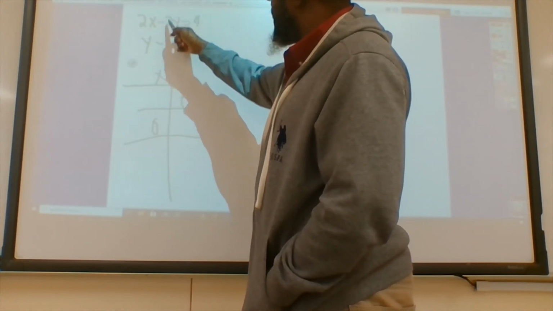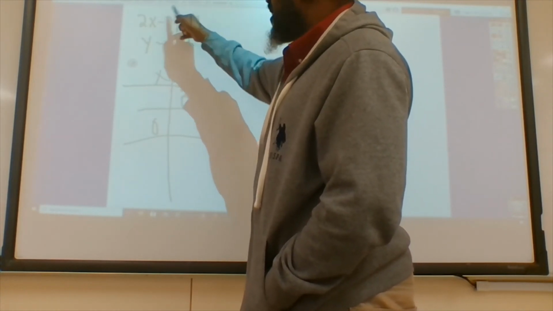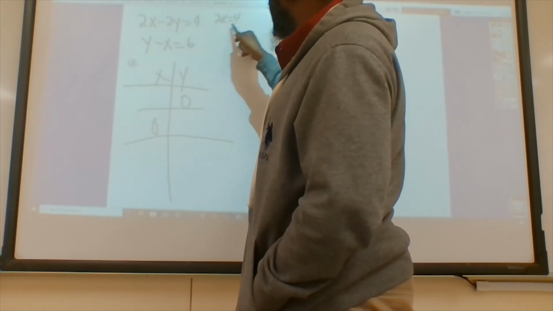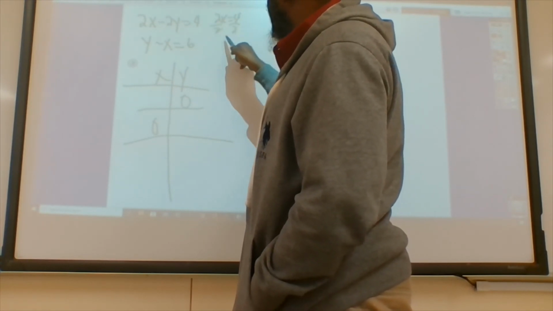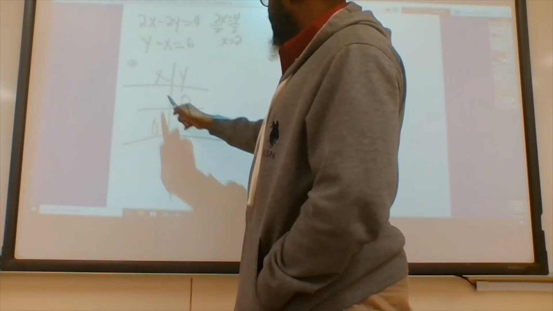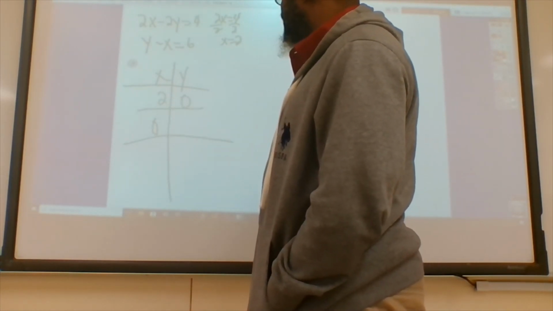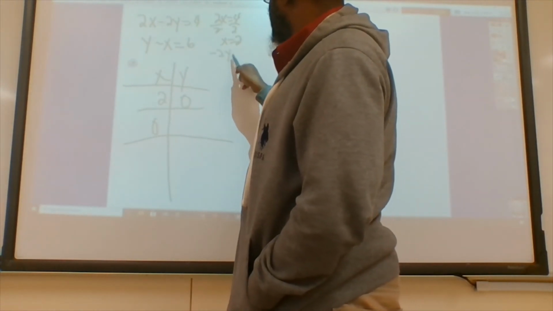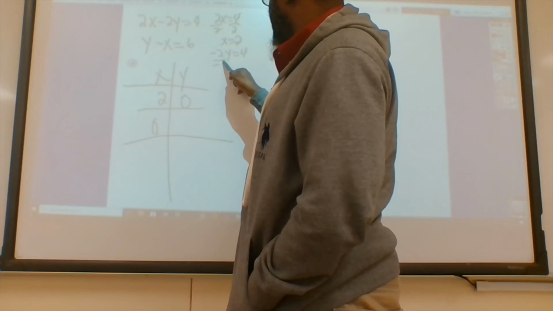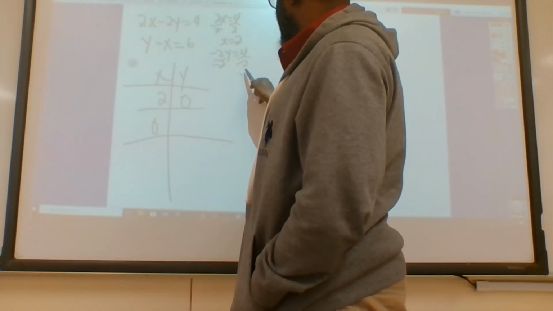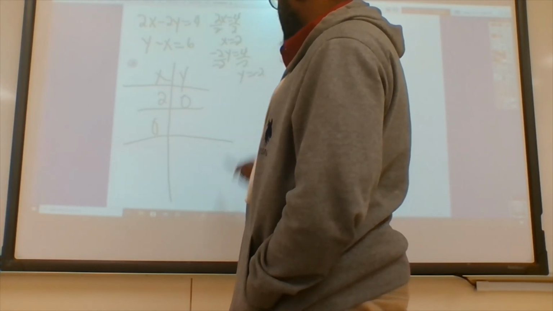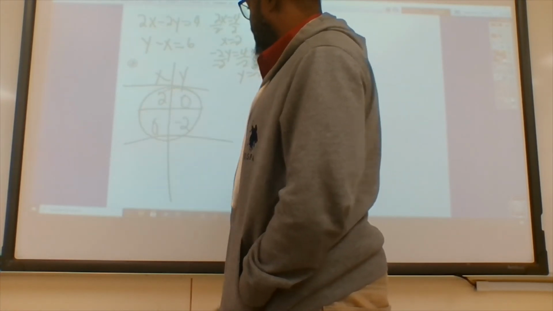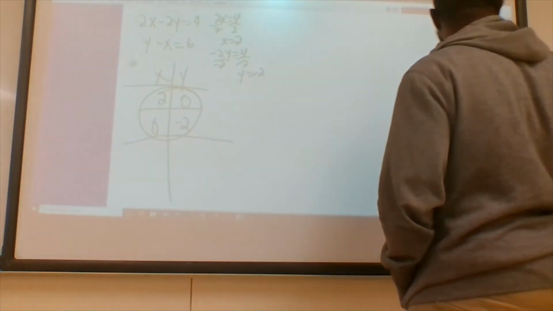When I come here, let y equal 0, I will have 2x is equal to 4. Divide by 2, then you get x is equal to 2. This is your x-intercept, 2, 0. When I come here and let x equal 0, I will have negative 2y is equal to 4, divided by negative 2. Then y is negative 2. That will be your x and y intercepts for that.